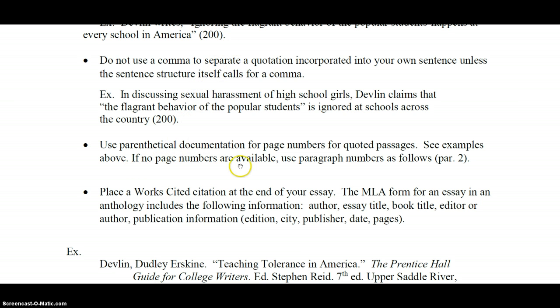If no page numbers are available, so if you're working especially with an online source, then you use paragraph numbers. So this is what it would look like if I was using paragraph numbers. I would go count the paragraphs and I would put PAR period 2 to signify that this quote can be found in paragraph 2 of the text. So those are the two ways. Any quote that you have in your paper should have either the page number or the paragraph number.